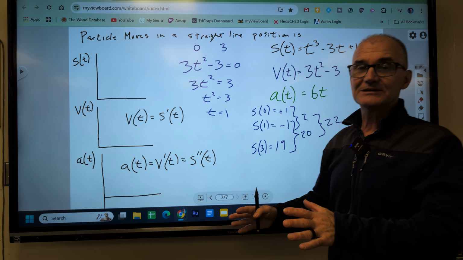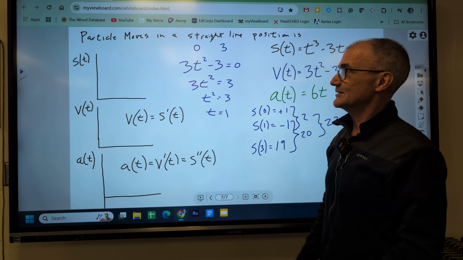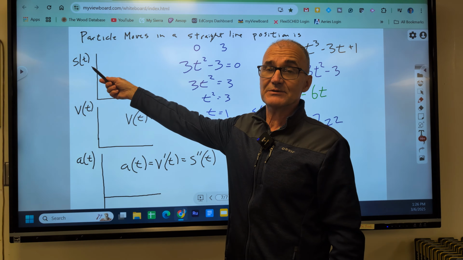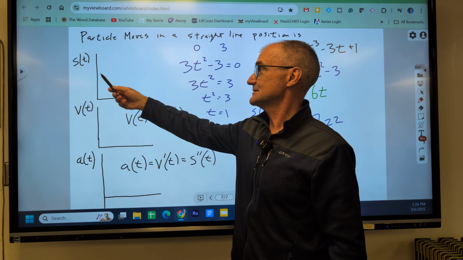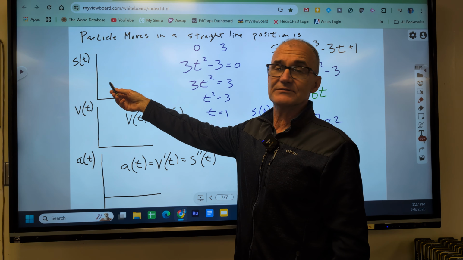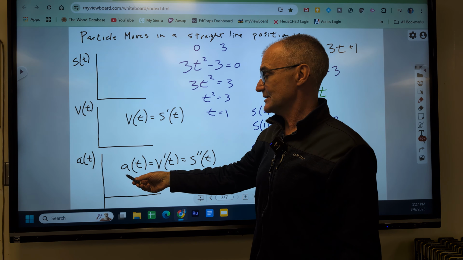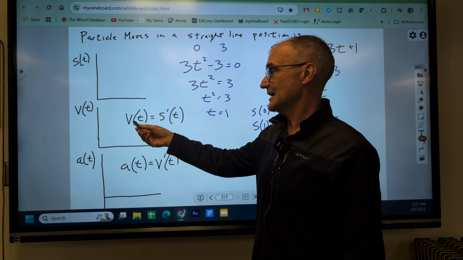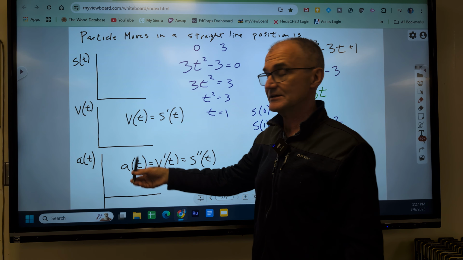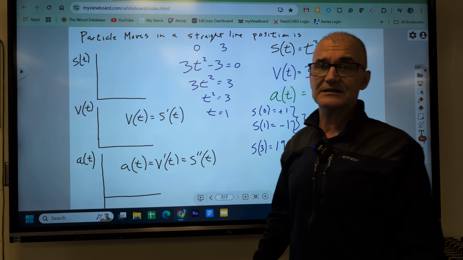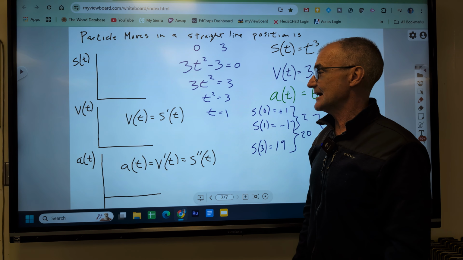Quick overview of kinematics. Big takeaway is that this is displacement, not distance. Velocity is the first derivative of displacement. Acceleration is the first derivative of velocity. So going this way, you take the derivative. Going back up, you're going to take the integral, the area under the graph.